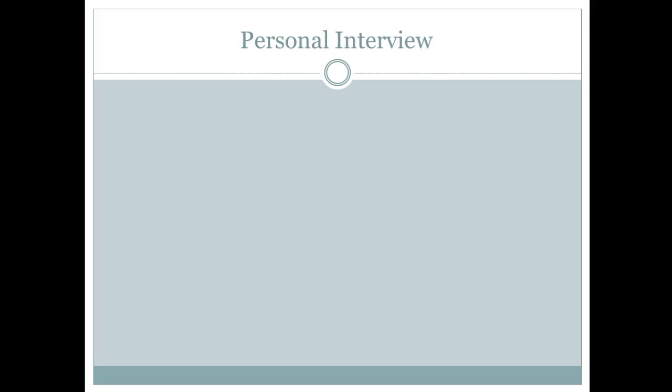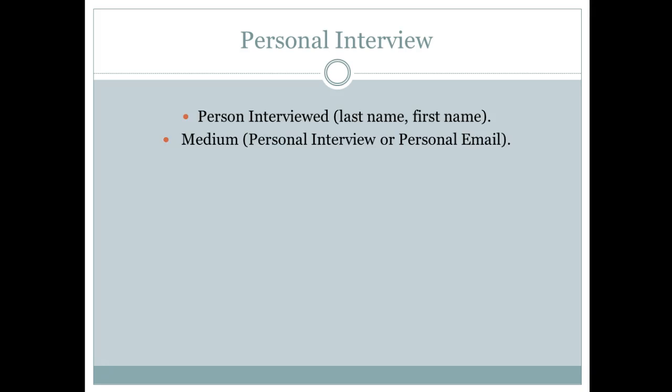Another one, an interesting one, pretty easy to do. A lot of people ask me, well, what if I want to interview someone about my topic, or what if someone sent me an email about it? Those are great things to cite, but we do need to cite them as well. So you need the person interviewed, their last name, first name. You need the medium. Generally, the medium is going to be personal interview or personal email. Think about that. And then the date of the interview. That's it. It's the only pieces of information you need.